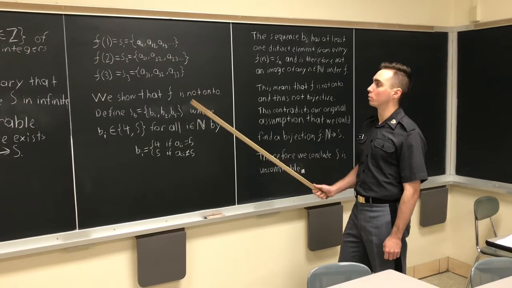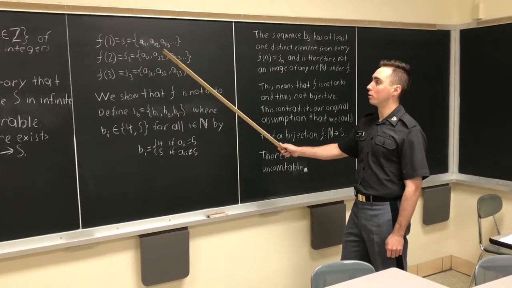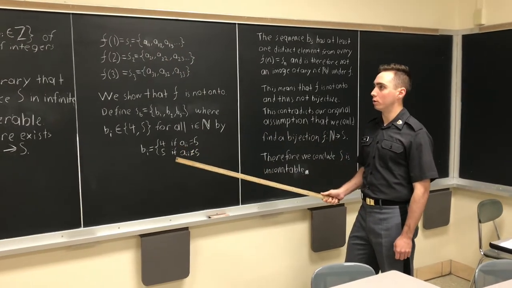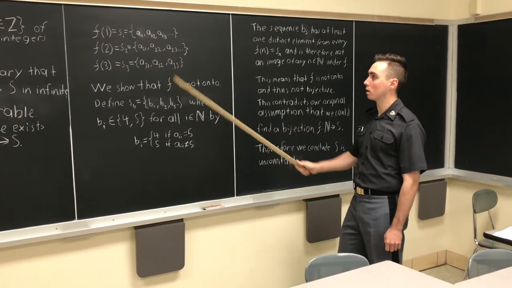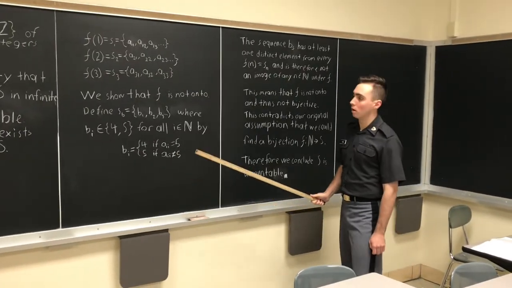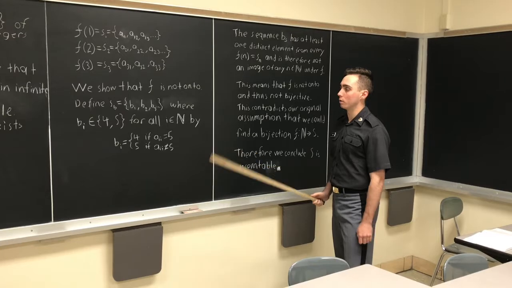So what we're doing is making a new sequence where we say, we have our a11, and we're going to choose a different value for our new sequence. a22, choose a different value. a33, choose a different value. And we're continuing on through all of the natural numbers.